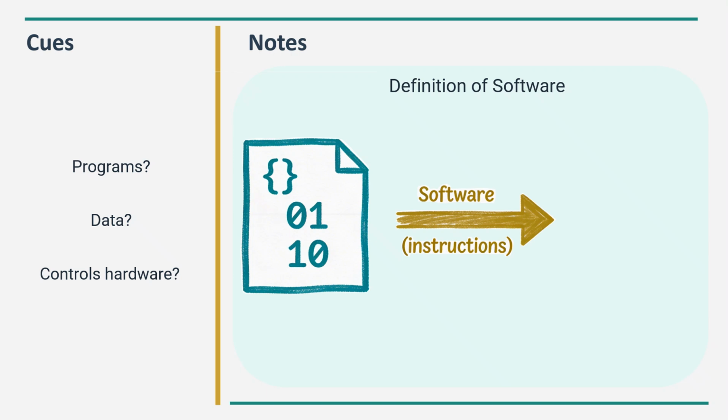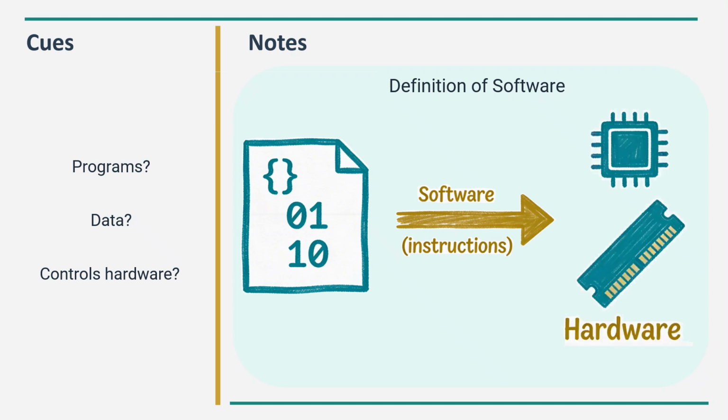These instructions are stored electronically on a storage device like the hard drive or SSD and loaded into the memory when you run them. Every time you open a game, a browser, or a word processor, you are running software that tells the hardware exactly what to do, step by step.